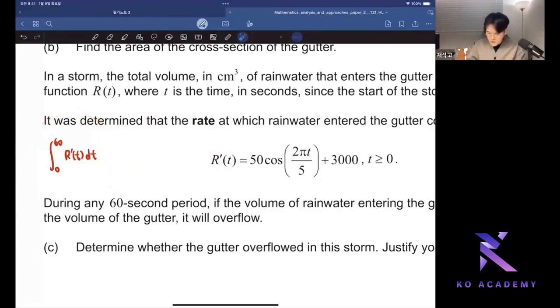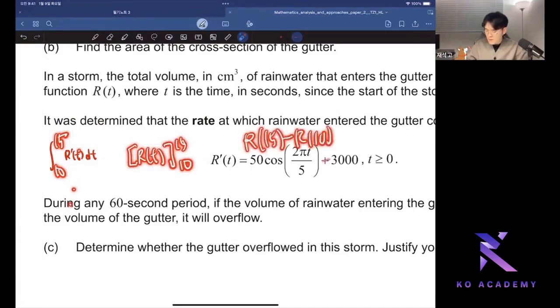So if we say it's from, for example, 10 to 15, then we integrate the rate from 10 to 15, and after that we plug in 15 and 10 and subtract, right? So it's R(15) minus R(10). What does that mean? Water in the outer shell at 15 seconds, minus water at 10 seconds, is the precipitation that fell between 10 and 15 seconds. We use this formula and can calculate it with a calculator. We don't need to calculate the integral from 0 to 60.